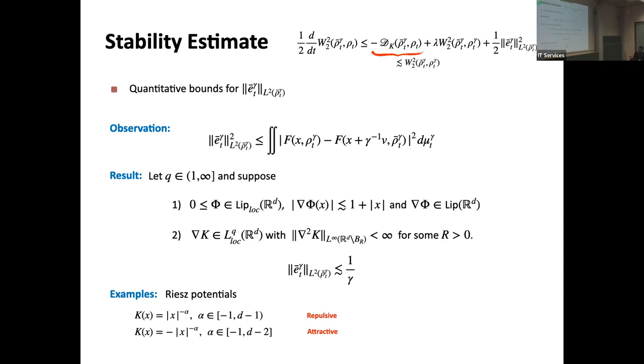Yes, that's true. And then for the attractive case, we can cover. This is not true. This should be an open bracket, and that should be a closed bracket. I'm sorry. So we cannot cover Coulomb, right? So Coulomb would be this case, d minus 2 for attractive.